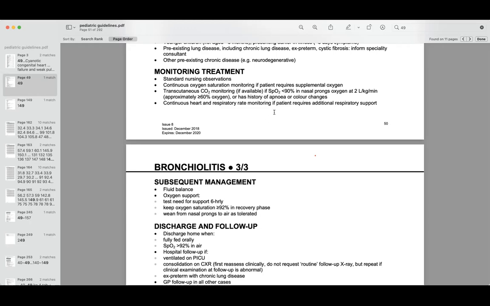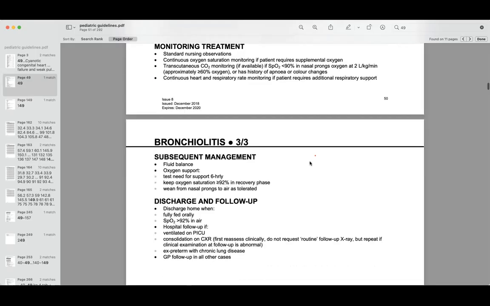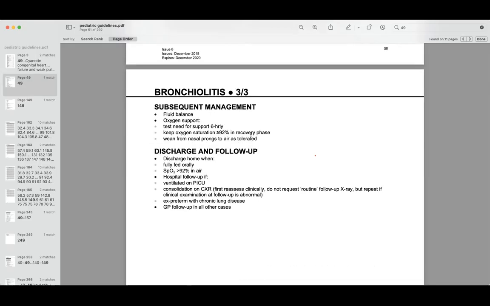Continuous heart and respiratory monitoring if the patient requires additional respiratory support. In such patients, you can admit to PICU as well. So this is very important. Fluid balance, oxygen support. Test need for support every 6 hourly.